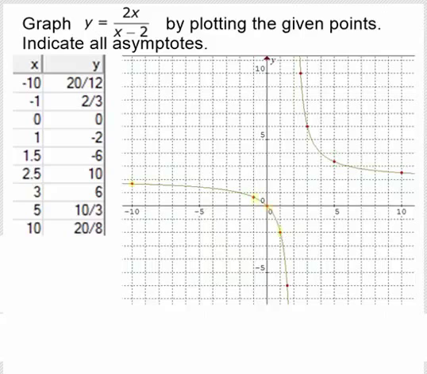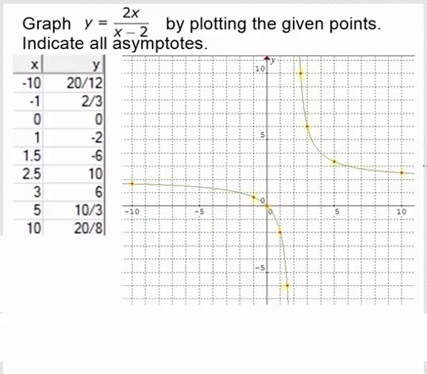When x is 1.5, we get 3 over negative a half, which simplifies to negative 6. That's this point down here. And we plug in all the other points, and I have them plotted here. 2.5, 10, 3, 6, 5, 10/3 or 3 1/3, and then 10 gives us 20/8.